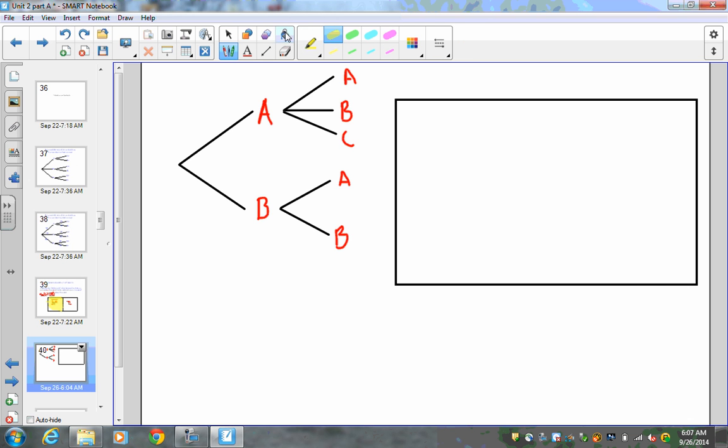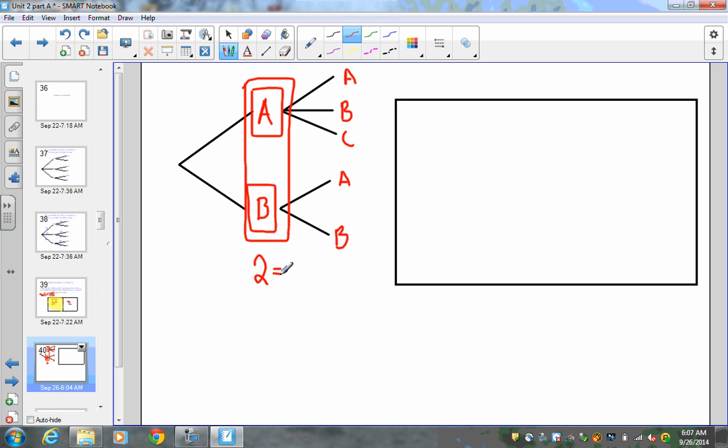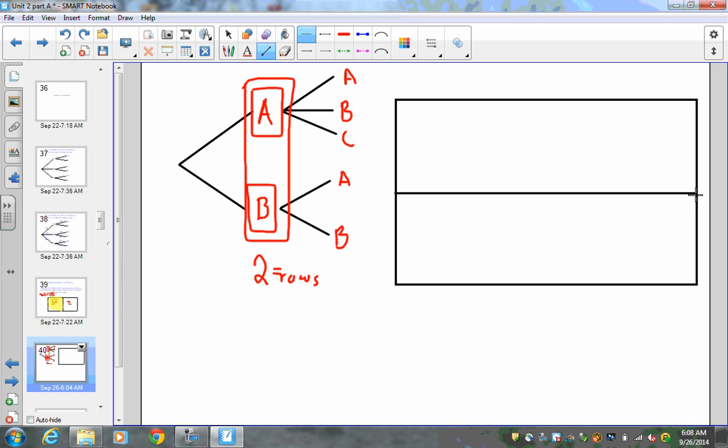I'm going to first divide up my area model by the number of rows, which depends on the first expansion of the tree. The first expansion, if you didn't know, was this right here. I have two options here, which means I'm going to have two rows. So the first expansion deals with how many rows you're going to have. Let me try to divide this up as equally as possible. All right, there we go.